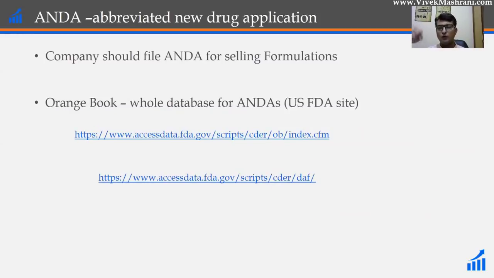Every company who wants to sell their formulations in the market needs to file an ANDA, right? Which is known as Abbreviated New Drug Application. That's what I've also written on the head of the slide. And there is a database on the US FDA site where you can find all the ANDAs which are filed for selling these formulations, which date, what component, all those things are basically available. And this is known as the Orange Book.